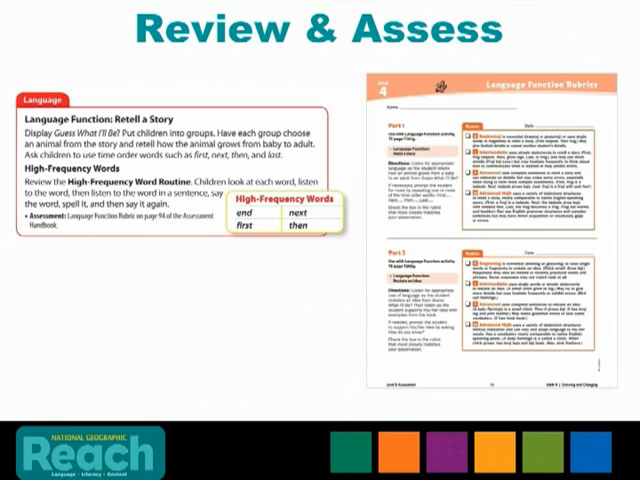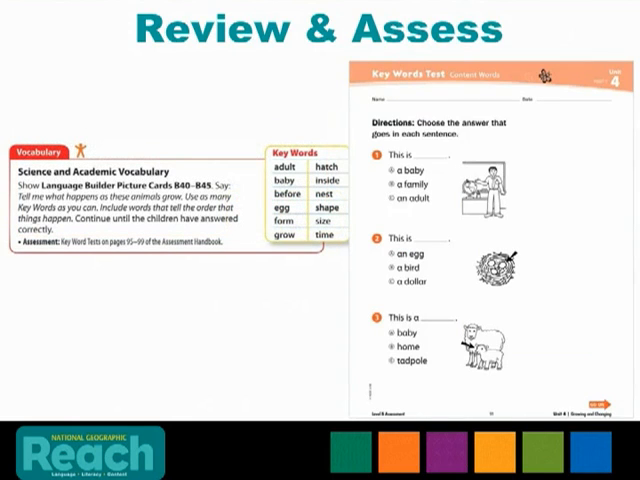The first area that you will test students on is the language function. You can use these rubrics with the language function activity in order to assess students' understanding of the language function they've been working with. The second area you will assess students on is vocabulary. The keywords test will check student understanding of all keywords covered in this part, both content and academic.